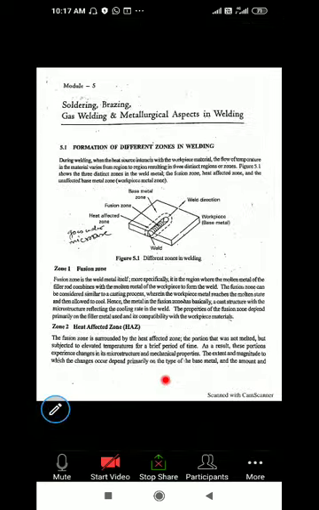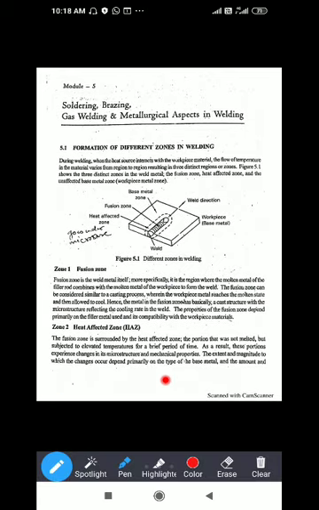Now we'll read a few lines so that you can understand. Zone 1, the fusion zone. The fusion zone is the weld metal itself. More specifically, it is a region where the molten metal of the filler rod combines with the molten metal of the workpiece to form the weld.